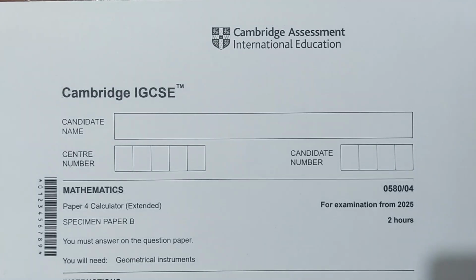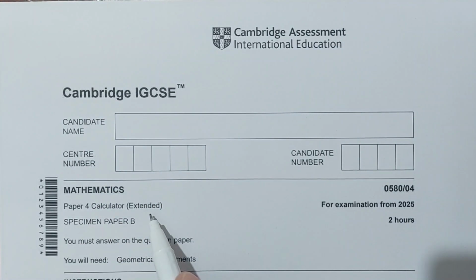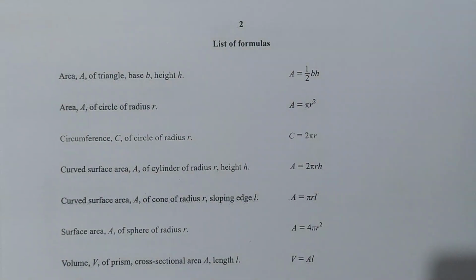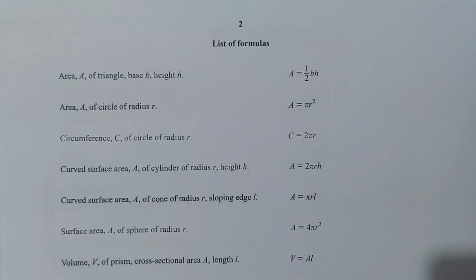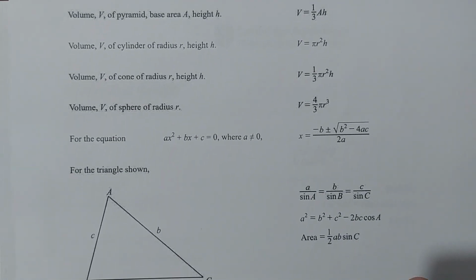Hi everyone, in this video I'm going to solve Cambridge IGCSE Mathematics Paper 4 Extended, which is non-calculator specimen paper B for examination from 2025. From 2025 onwards you are given a list of formulas for areas, volumes and some trigonometric formulas as well.